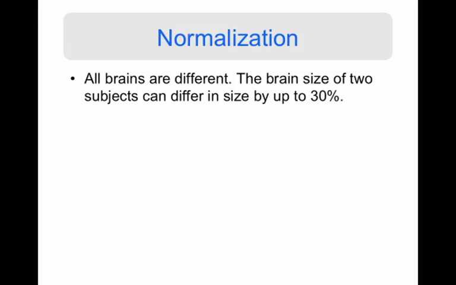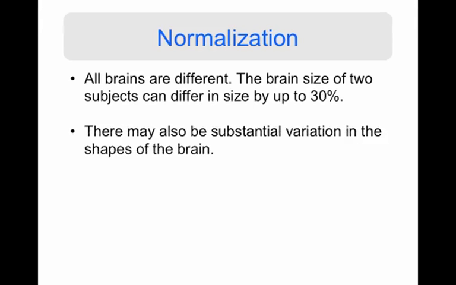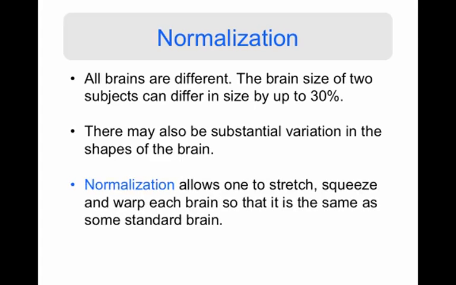Normalization is very important in fMRI because clearly all brains are very different from each other. The brain size of two subjects can differ in size up to 30%. Also, there can be substantial variation in the shape of the brain and what they look like. So comparing two different brains from two different subjects can be very, very difficult. What normalization does is it allows one to stretch, squeeze, and warp everyone's brain so that it's placed onto the same coordinate system as some standard brain.